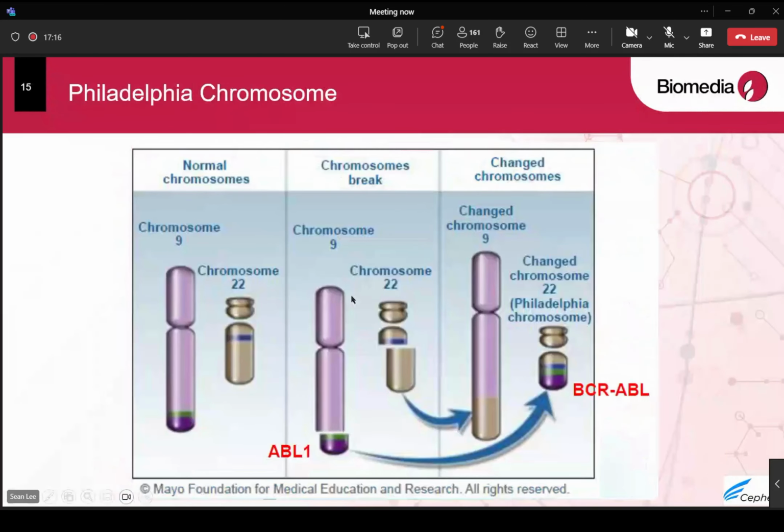So this is the simple picture. Between chromosome 9 and chromosome 22, there is a translocation of ABL1 from chromosome 9 to chromosome 22, and it forms BCR-ABL. So that's how it forms.